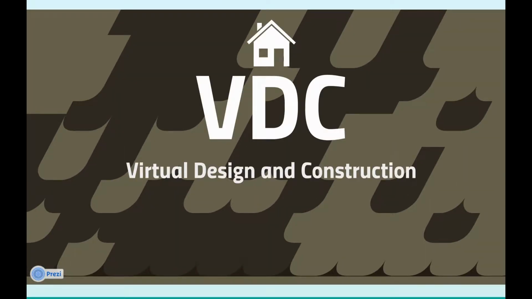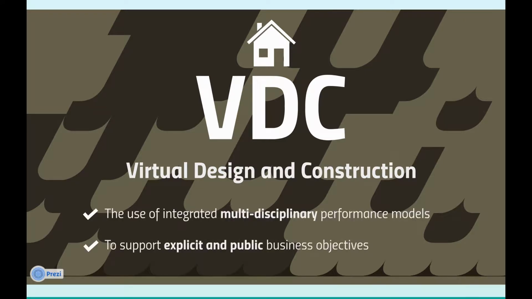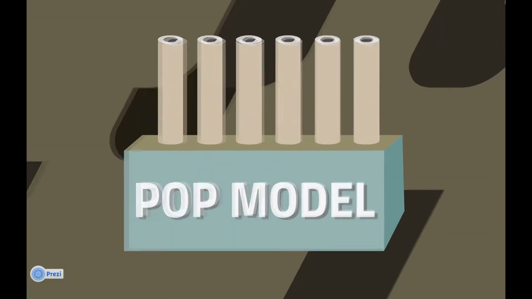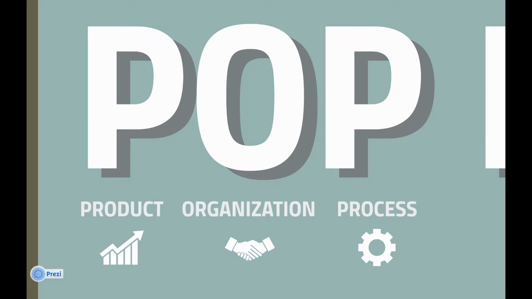Virtual design and construction is the use of integrated multidisciplinary performance models of design construction projects to support business objectives. VDC models are virtual because they show computer-based descriptions of the project. The VDC project model emphasizes those aspects of the project that can be designed and managed: the product, typically a building or plant, the organization that will define, design, construct, and operate it, and the process that the organization teams will follow.